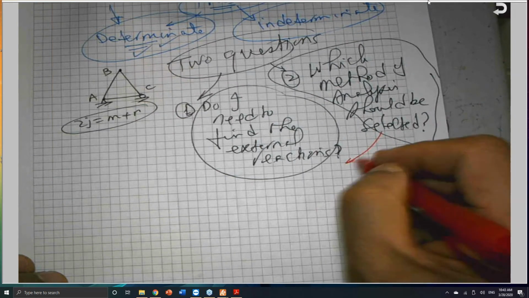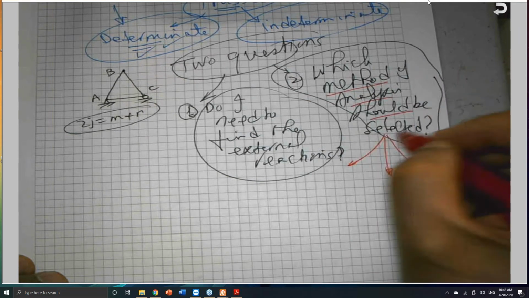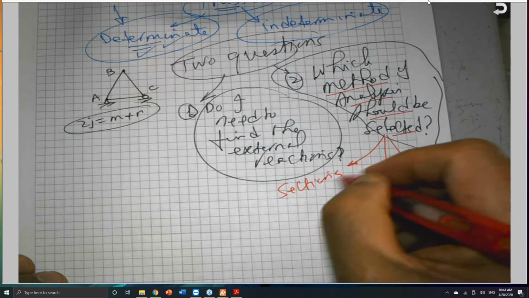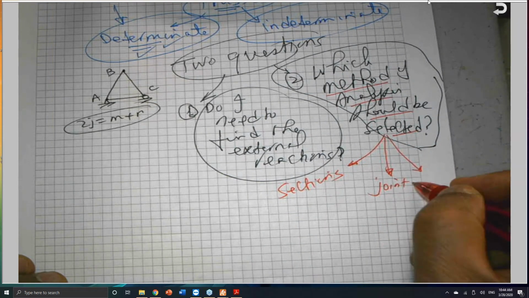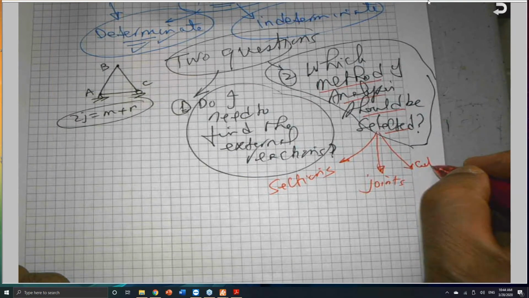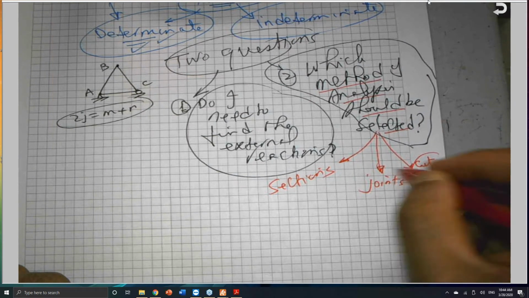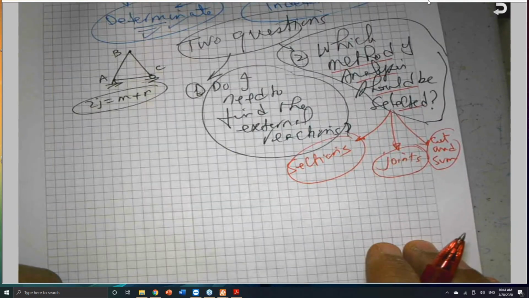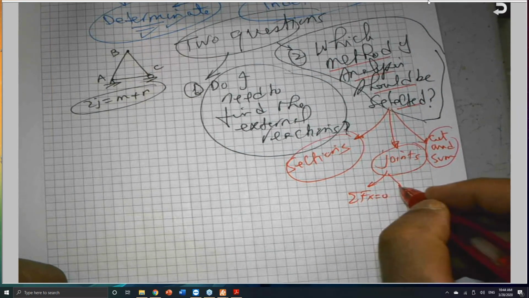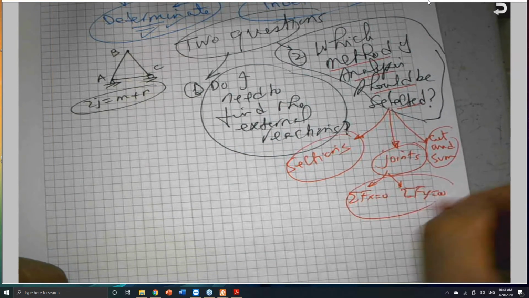As you know, which method of analysis should be selected, because there are three methods: method of sections, method of joints, and the third method, which is like method of sections, but we list it separately, the cut and sum method. In the method of joints, we have only two available equations, sigma force x equals 0 and sigma force y equals 0. Only two equations available.